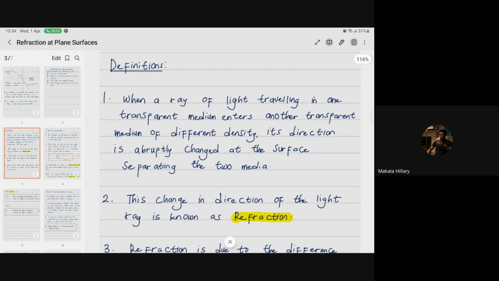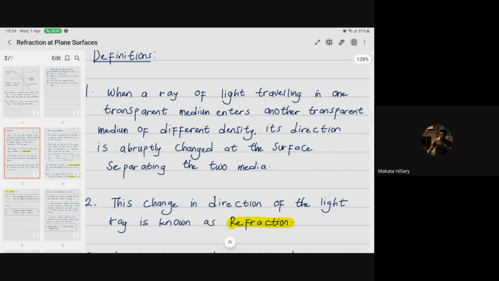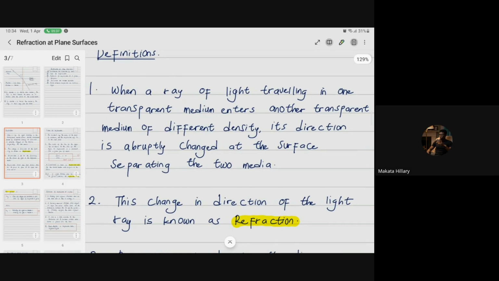So as usual, light will keep traveling in a straight line like we agreed the other time. But now, once there's a change of the medium, that is when there will be a change. When it encounters an obstacle, there should be a change in the direction. So when a ray of light traveling in one transparent medium enters another transparent medium of different density, its direction is going to change at the surface separating the two media, right? Now this change in direction of the light ray is what we know as refraction.